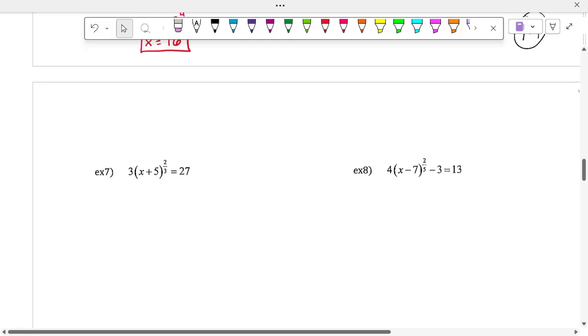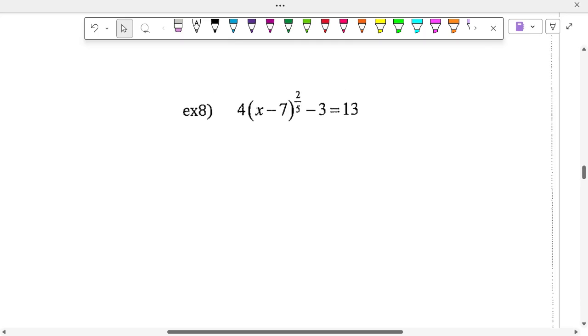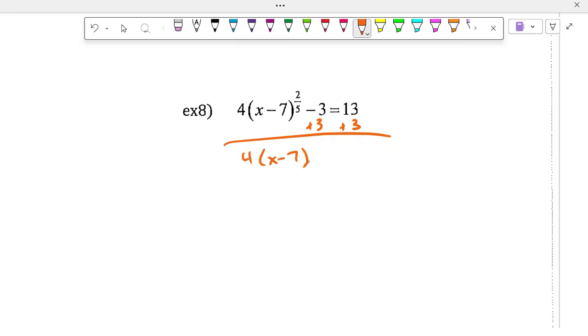Look at example 8. So again, think SADMEP while we're doing this. So what's my first step? Add the 3 to both sides. So I get 4 times x minus 7 to the 2/5 power is equal to 16. Then what do I do? Divide by 4. So I get x minus 7 to the 2/5 power is equal to 4.